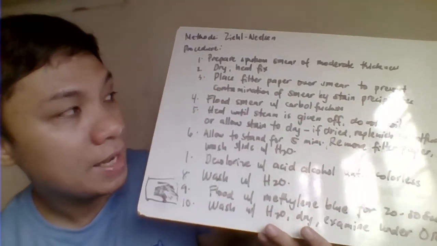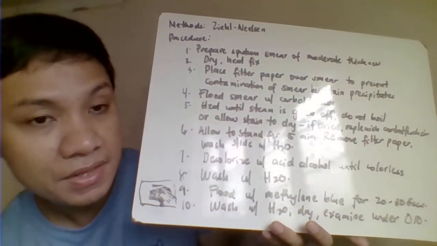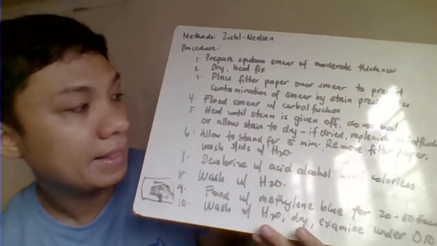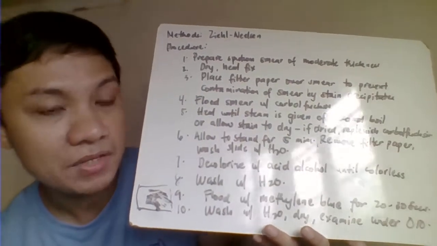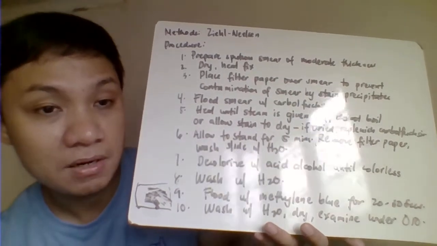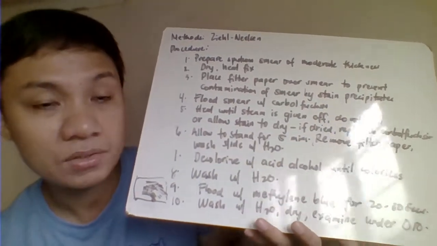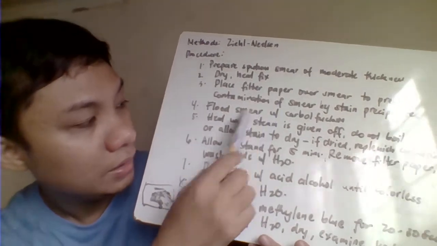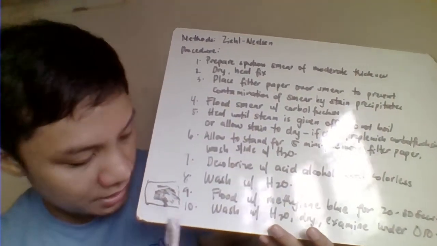And again, you are adding here the filter paper to prevent the contamination of your smear by the stain precipitate. Para hindi magkaroon ng artifact formation. Because pag may more precipitate or artifacts here, mahirap mag-interpret and might have here some other reactions na maging erroneous ang ating interpretation. Okay, and after that, you're going to heat.